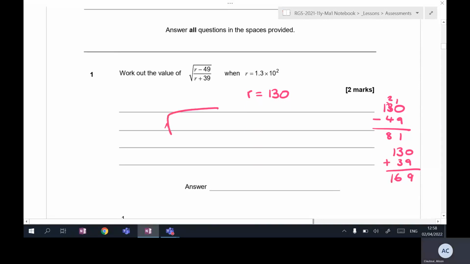So my calculation is the square root of 81 over 169. So when you square root a fraction, you are square rooting the numerator and square rooting the denominator. So the square root of 81 is 9 and the square root of 169 is 13. Not 189. Okay, so just a little bit of number crunching for question 1.